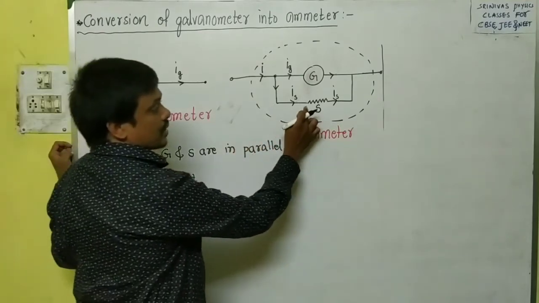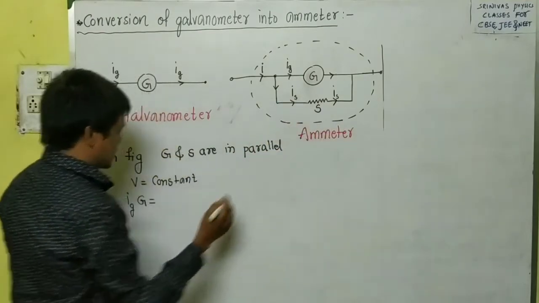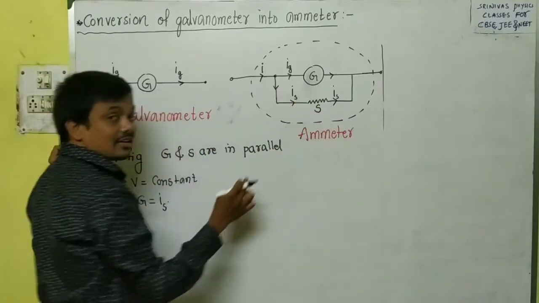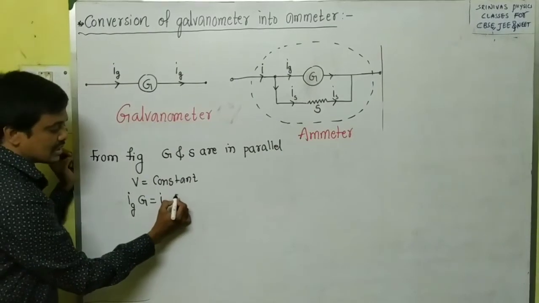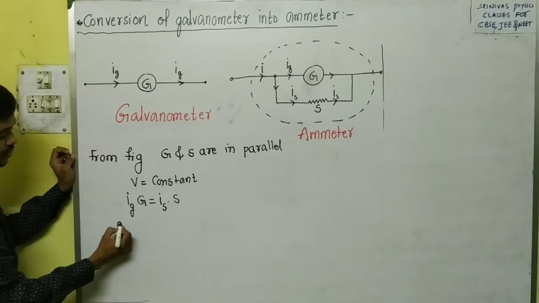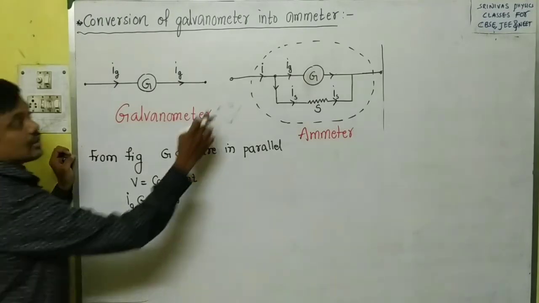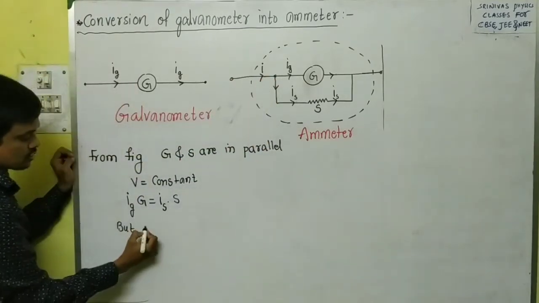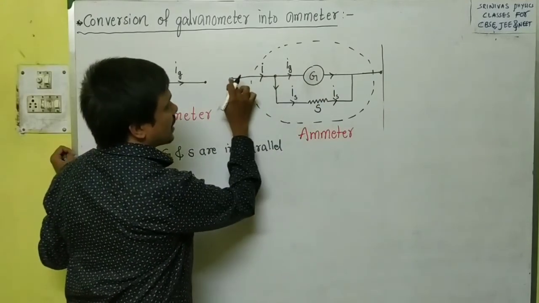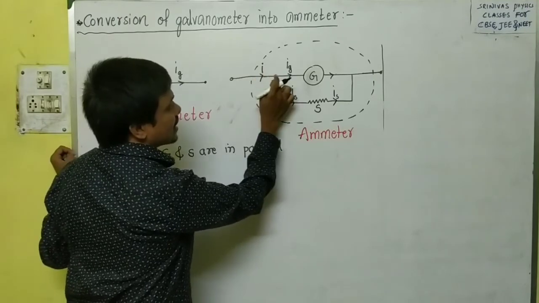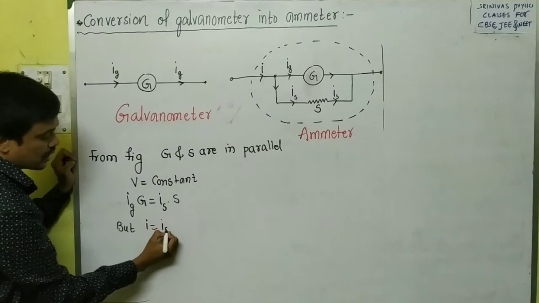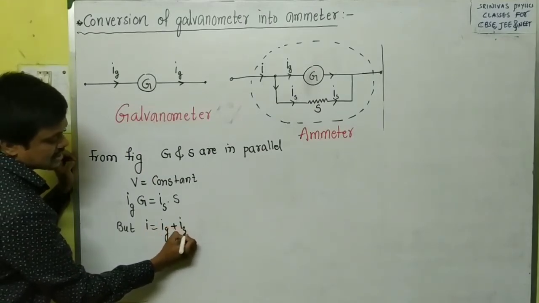What is the potential difference across the shunt? Current into resistance. Is is the current through the shunt resistance, Is, into the shunt resistance S. So IgG is equal to IsS. But from the same figure, the entering current is I, which will split into two parts. We write I is equal to Ig plus Is.